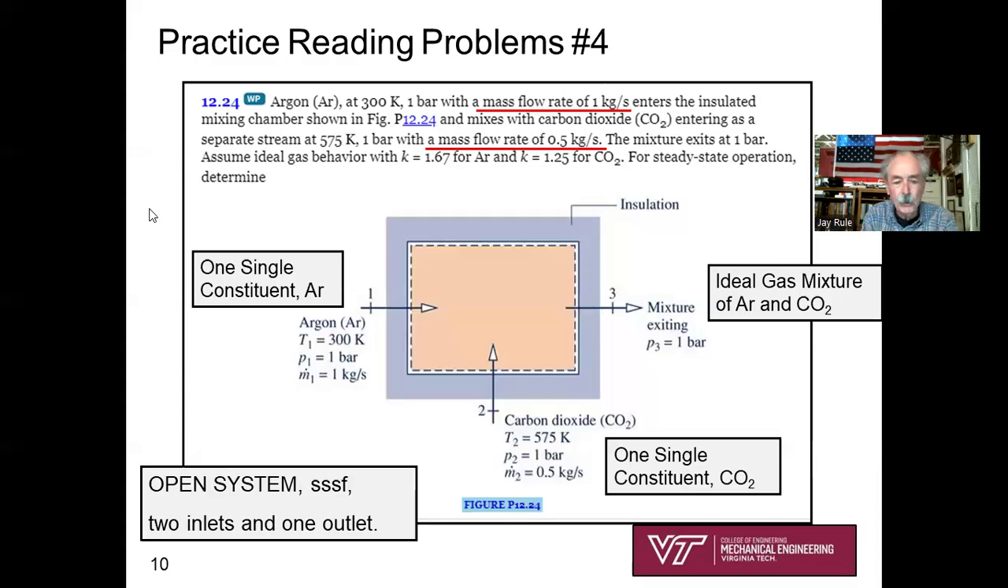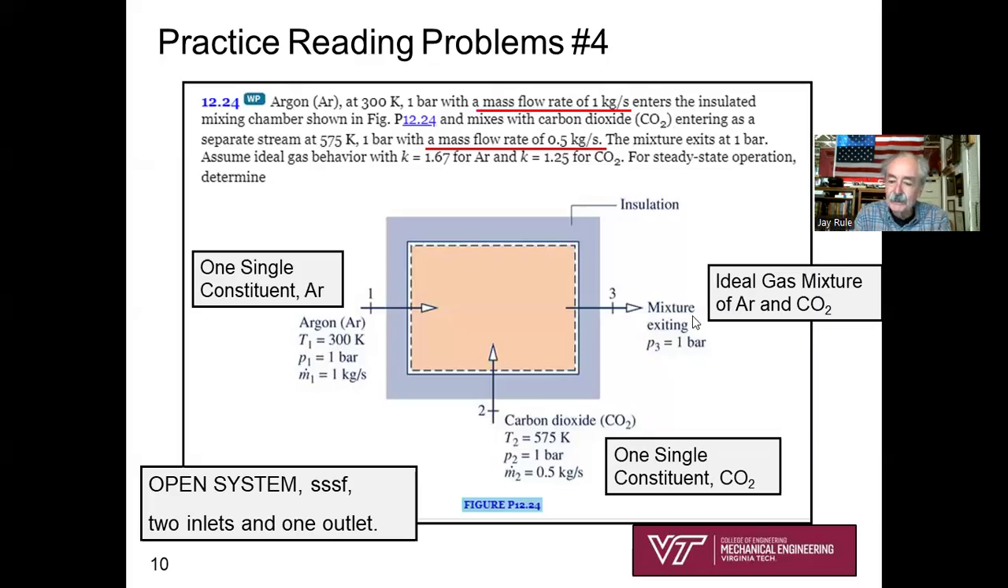Example problem 4 is 12.24 out of the textbook, and it includes a sketch. And I see we've got 2 inlets and 1 outlet. That's an open system, isn't it? It's a mixing problem where we're mixing argon and carbon dioxide, and what's coming out is a mixture of argon and carbon dioxide. Okay, can you figure out what's given in the problem? Do you see that here's a mass flow rate of 1 kilogram per second and a mass flow rate of 0.5 kilograms per second here?